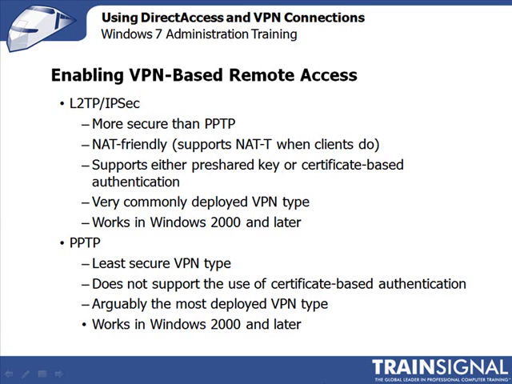PPTP is the least secure VPN type, and it does not support the use of certificate-based authentication, but it's arguably one of the most deployed VPN types because of its simplicity, and it also works in Windows 2000 and later, and there are ways to make it work in Windows NT as well.